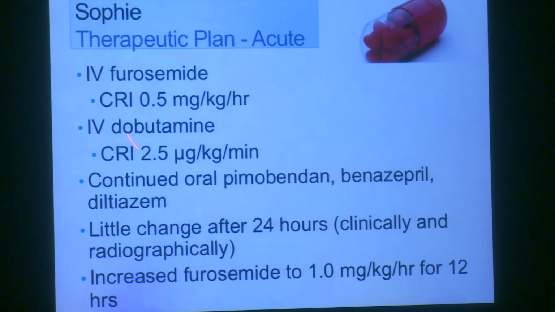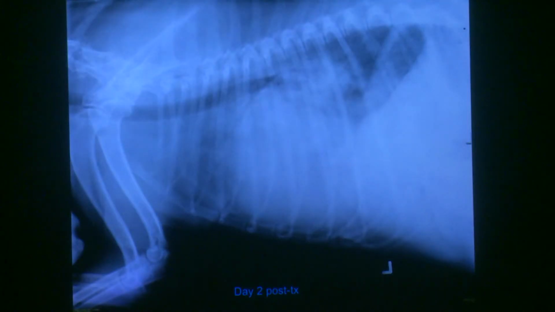Interestingly, with that plan, there was really no change after 24 hours. If you put her radiographs up side by side, you would not be able to tell the difference. And she was minimally different clinically as well. So we chose to force ahead with a higher dose of a CRI for the next 12-hour chunk. We were going to be more aggressive with her diuretic, keep her positive inotrope going, and see where we could get with that.